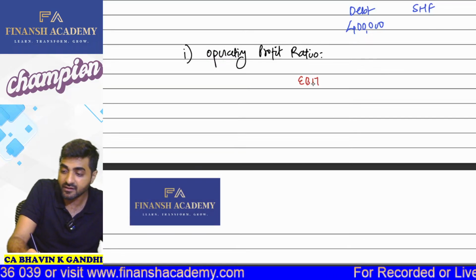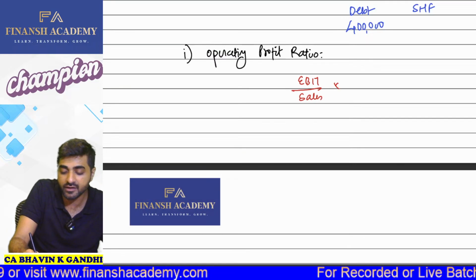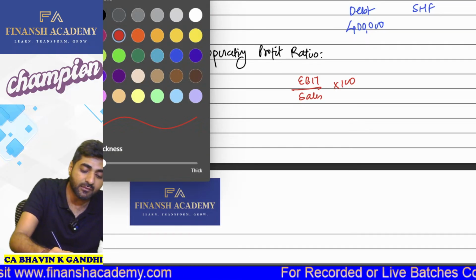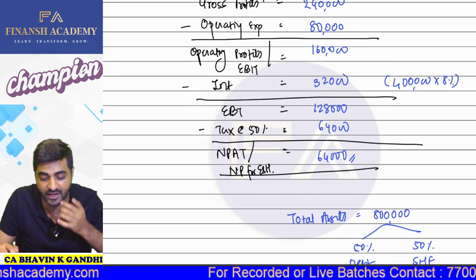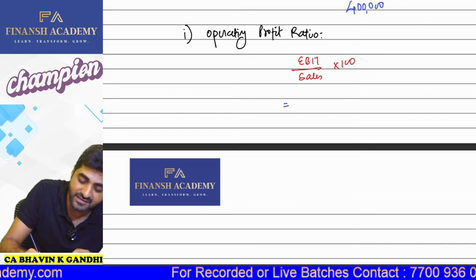It is EBIT upon sales into 100. Do we have the amount of EBIT? Yes, sir. We have the amount of EBIT. What is the amount of the EBIT which we have? 1 lakh 60. So it is 1 lakh 60.